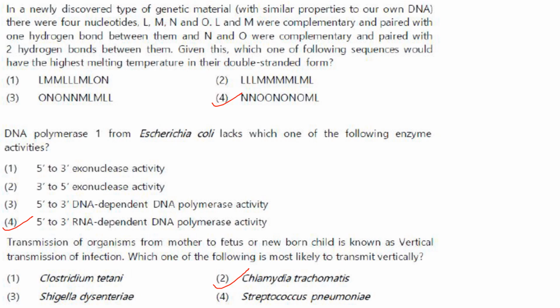Then next one. DNA polymerase 1 from Escherichia coli lacks which one of the following enzyme activities? So it lacks the 5' to 3' RNA dependent DNA polymerase activity.